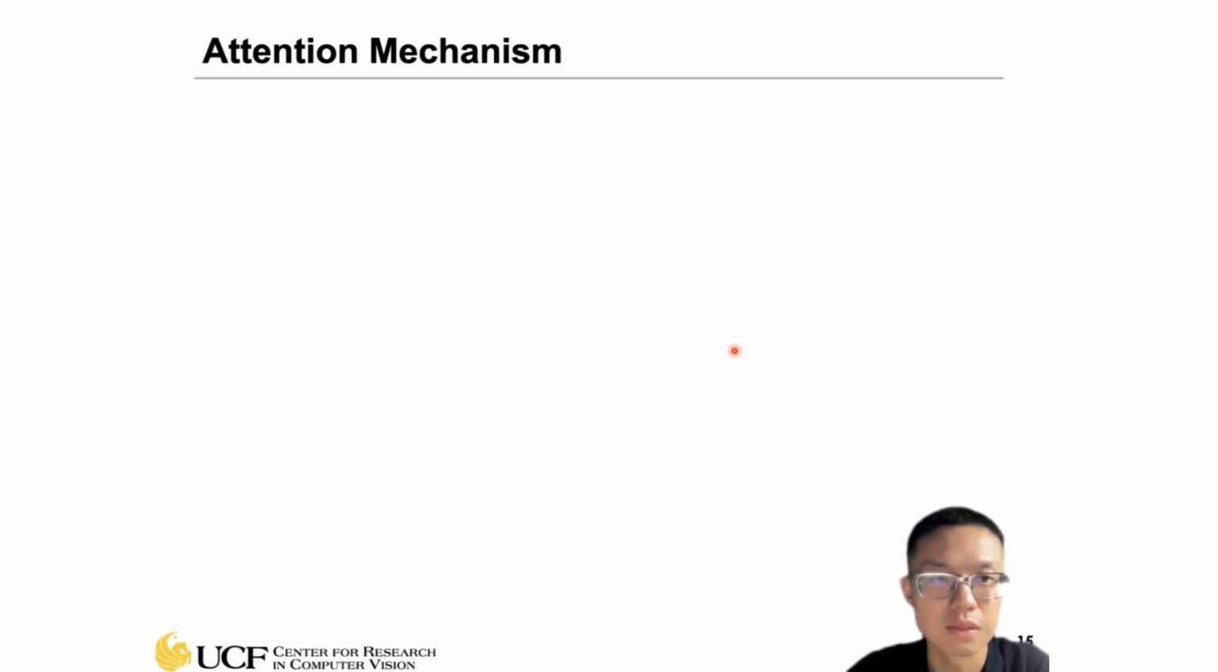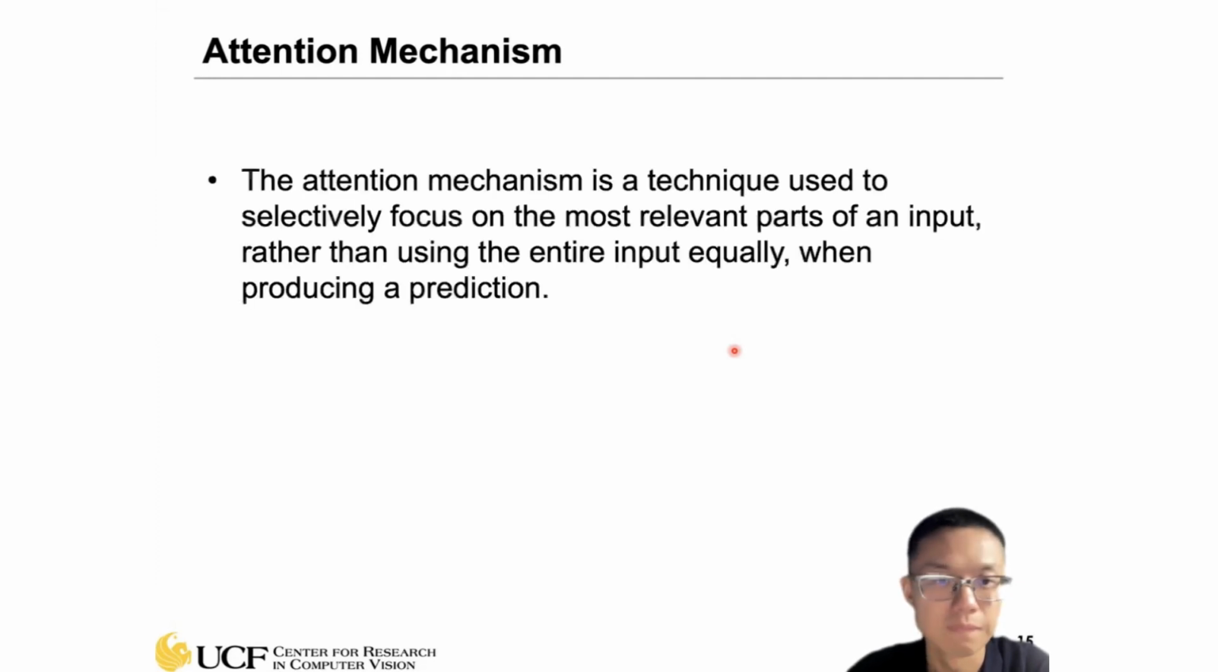Next, let's look at the attention mechanism. What is it doing? The attention mechanism is a technique used to selectively focus on the most relevant parts of an input, rather than using the entire input equally when producing a prediction. Before, we used language translation as an example, but the attention mechanism is not restricted to language translation. It can also be applied to image classification, video classification, image captioning, or video captioning.